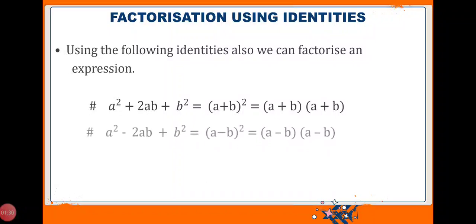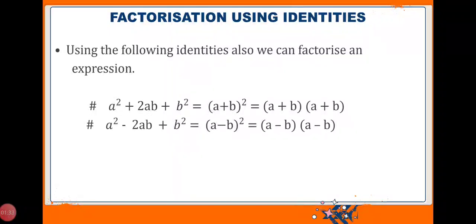Next, the second identity is a square minus 2ab plus b square equal to a minus b whole square, that is equal to a minus b into a minus b. The second identity is called the perfect square identity for subtraction. The difference between these two is that in the first identity the middle term is plus, and in the second identity the middle term is minus. The third identity is called the difference of squares identity, that is a square minus b square equal to a plus b into a minus b.